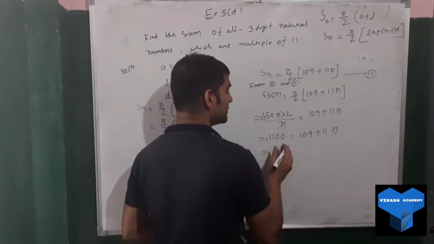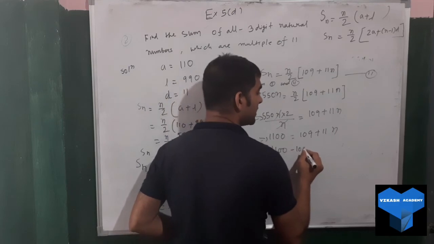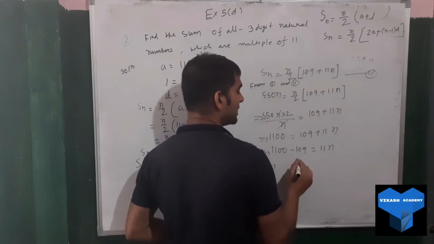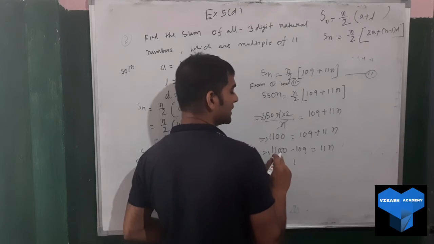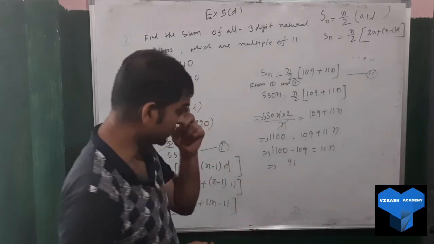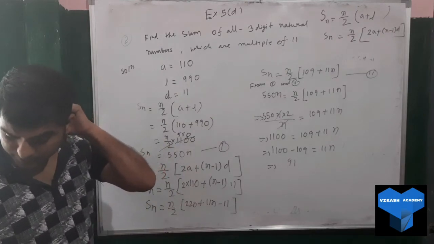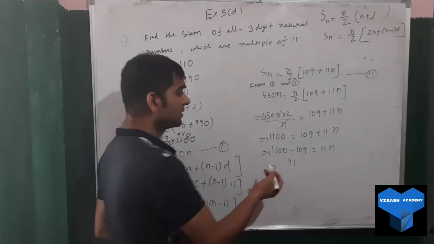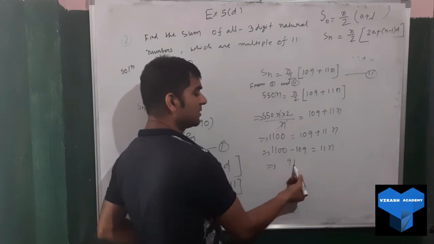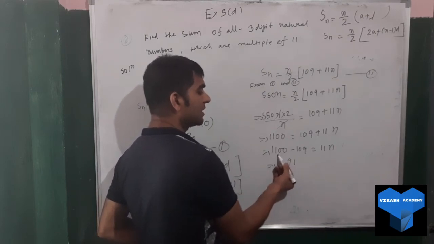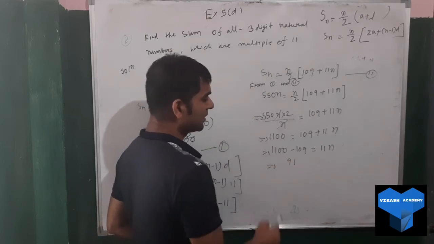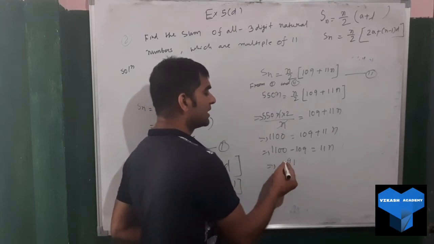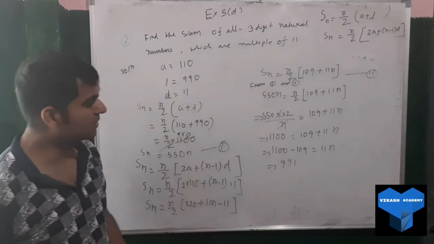Next, take this one to the other side: 1100 minus 209 is equal to 11n. Subtract: 10 minus 9 is 1, then 9, and so on. We have to borrow 1, so we have 10, and 10 minus 1 is 9 again.